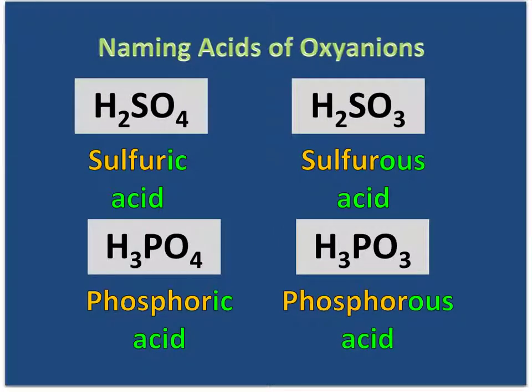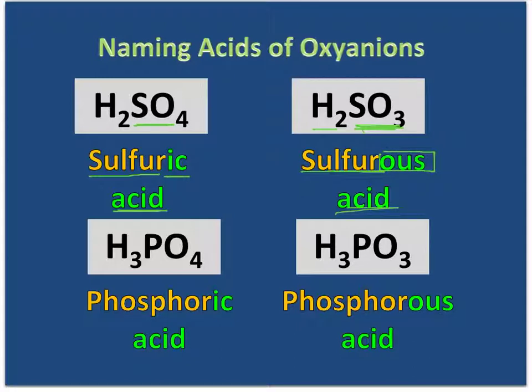Now, there are a few exceptions. Sulfur and phosphorus. Whenever an acid contains sulfur, we're always going to use sulfur as the root. So here we have sulfate, we use sulfur as the root. Here we have sulfite. We use sulfur as the root. But sulfate ends with ate, so we add the suffix ic, then the word acid. So we get sulfuric acid. Sulfite ends with ite. So we add the suffix ous, then the word acid.